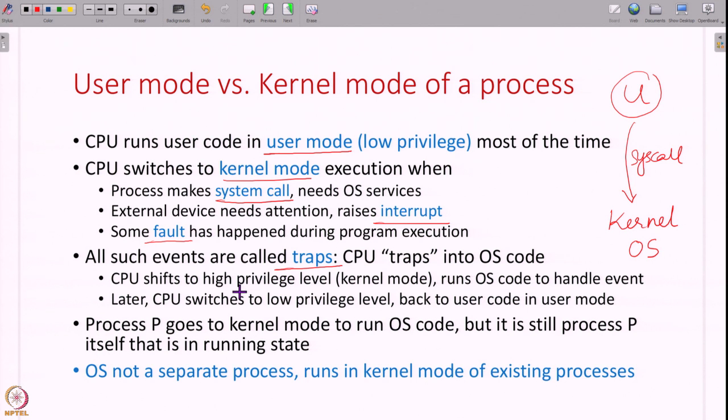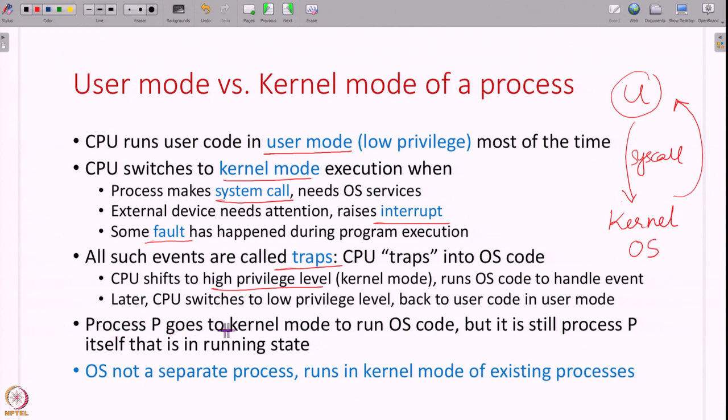So, this basically involves shifting to a higher privilege level or kernel mode, running the operating system code to handle whatever event has happened. And after this is done, the CPU will not stay in the operating system code for long, right? The main purpose is to run user programs. Therefore, once the event is handled, you will once again switch back to a low privilege level and go back into user mode again, right? So, periodically the CPU, which is most of the time running user programs, will jump into a high privilege level into the kernel mode, run operating system code and then go back, okay?